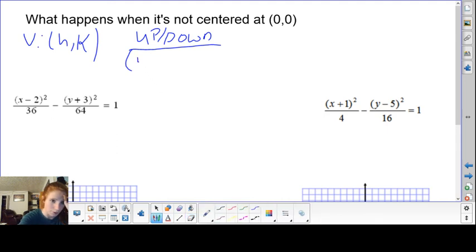My H is going to stay the same. My K value is going to have a plus A. And my H is going to stay the same. My K value has a minus A. So we're going to go plus or minus whatever that A value is.